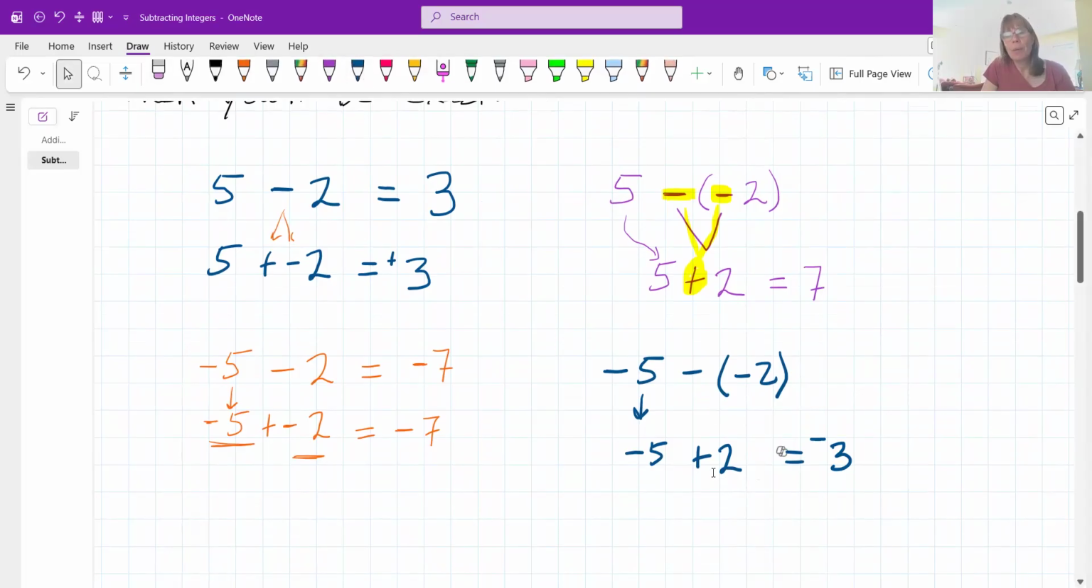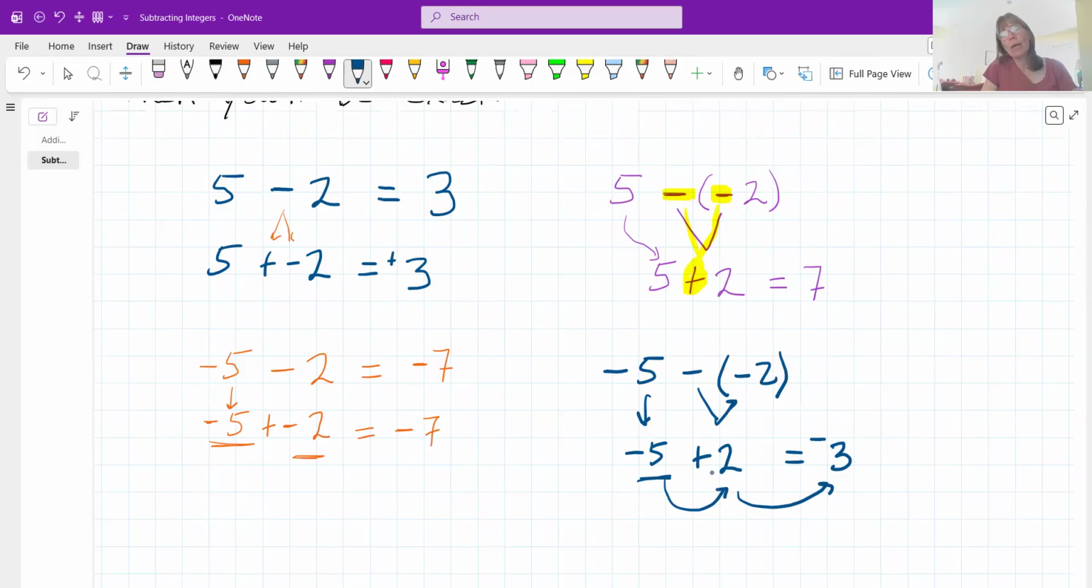But another way to think about it here is I start with $5 of debt, but instead of subtracting debt, I'm going to be adding money to my account. So my net worth is going to go up. I started with -$5, but when I add $2 more to my account, now I only have debt of $3. So let's try some of these examples.